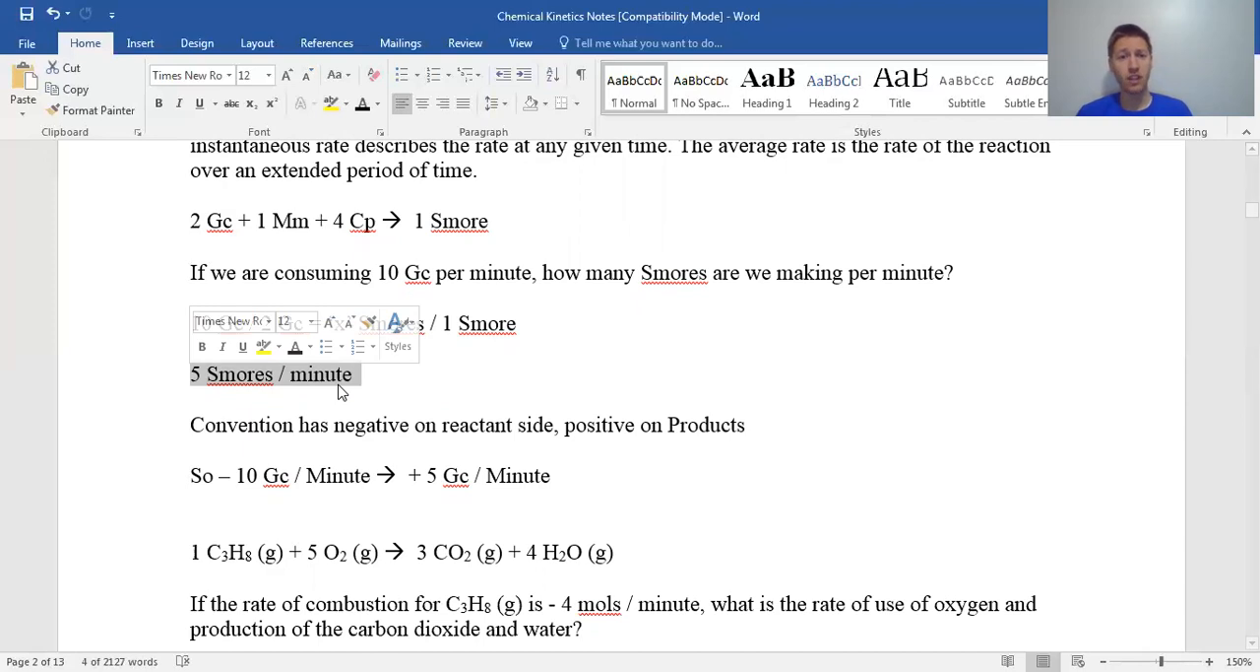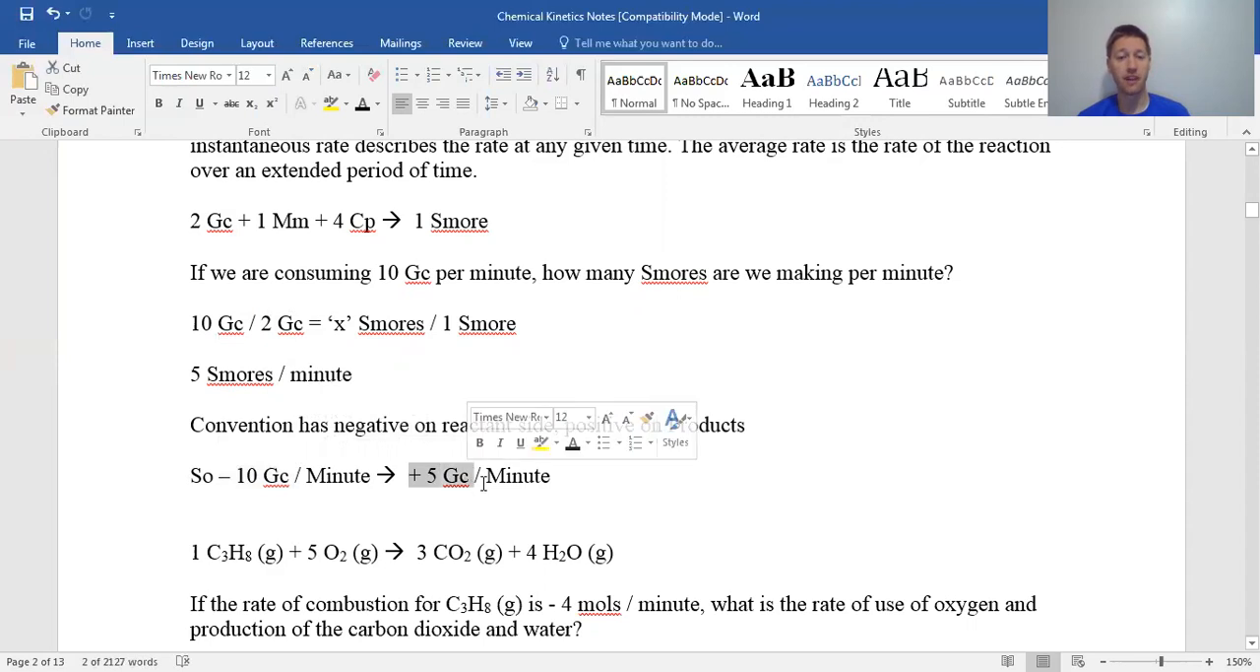Now, you should note that when we're talking about rates of chemical reactions and connecting to production and consumption, by convention, we make negatives on the reactant side. So we would say negative 10 graham crackers a minute because it's a reactant, and we'd say positive 5 s'mores a minute because it's a product.